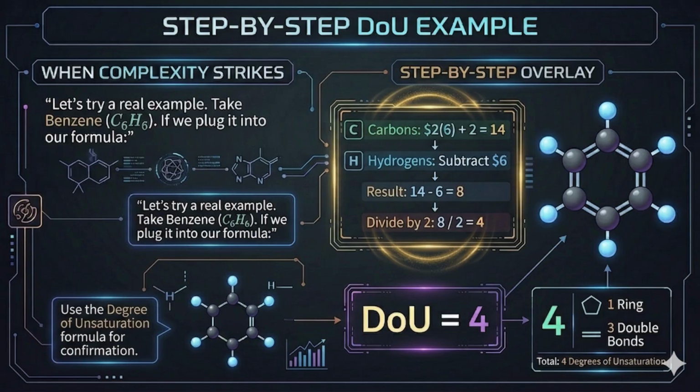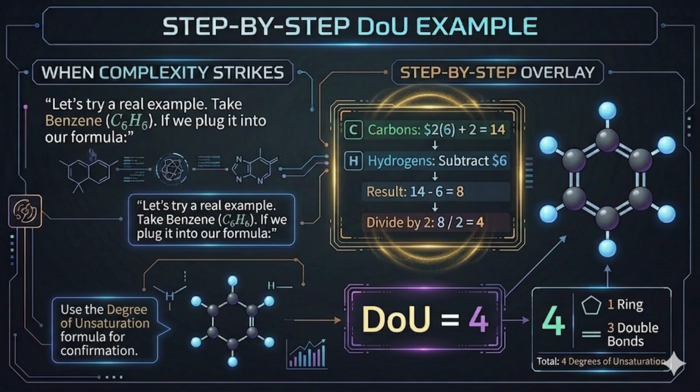Step 2, the subtraction. Look at what we actually have. Benzene only has 6 hydrogens. So, we subtract those from our ideal number. 14 minus 6 equals 8. This means benzene is missing 8 hydrogen atoms, or 4 pairs. Step 3. Divide that result by 2. 8 divided by 2 gives us a degree of unsaturation of 4.